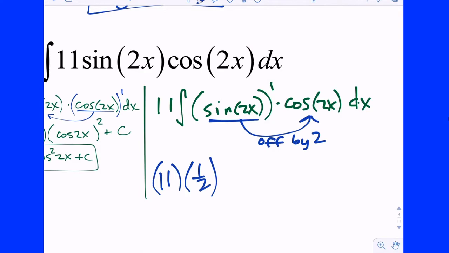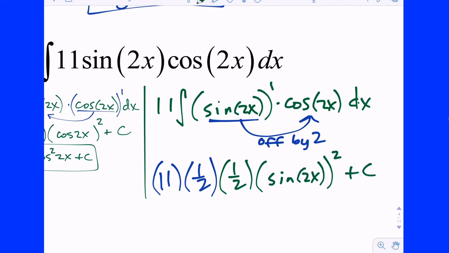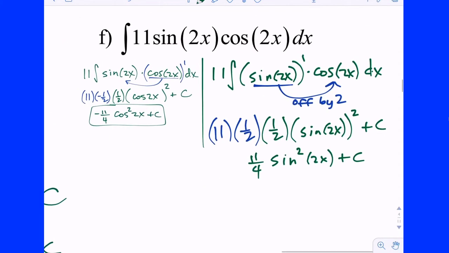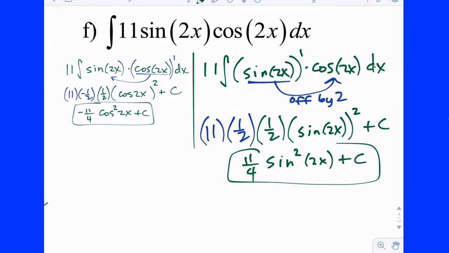And now it becomes, by the rule of integration, 1/2 blob, which is now sine of 2x squared plus c. And that ends up being positive 11/4 sine squared of 2x plus c. So is that the same answer we get over here? Are those equal to each other? Really? Cosine squared is the same as sine squared?